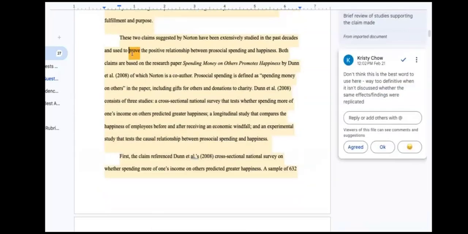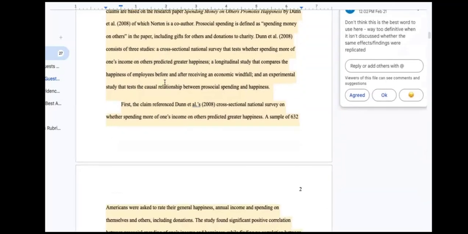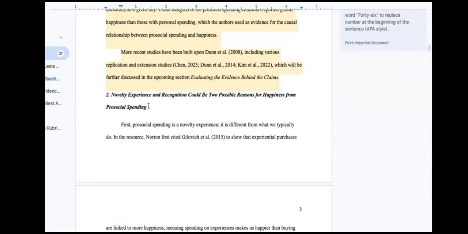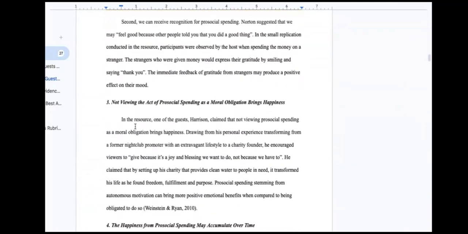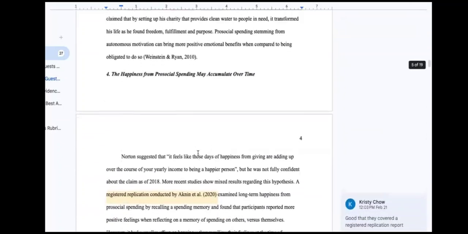You want to be cautious in general just to use the word prove. It's a very definitive word. Some things that you could say instead are support or show evidence for. So as you see here, right, each of these are individual claims. And then the team also does well by evaluating the individual claims.